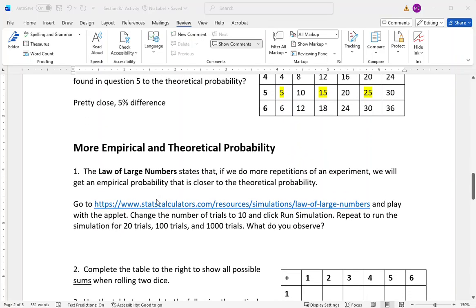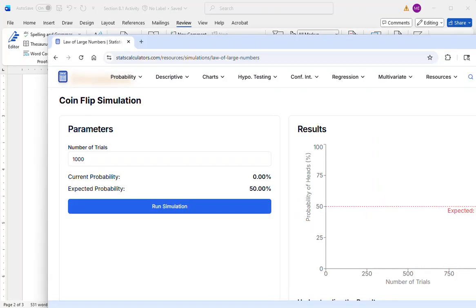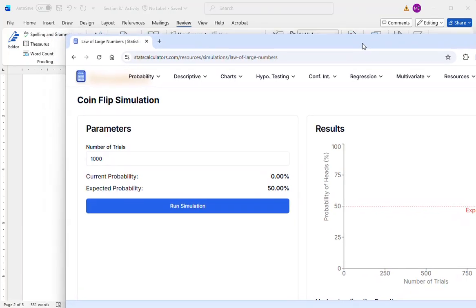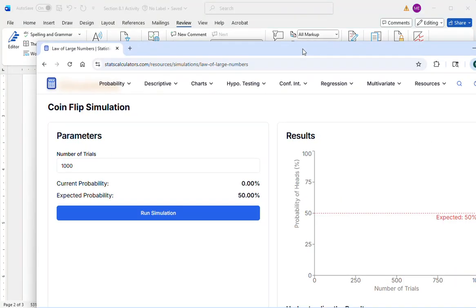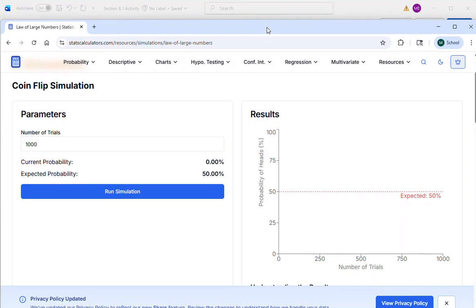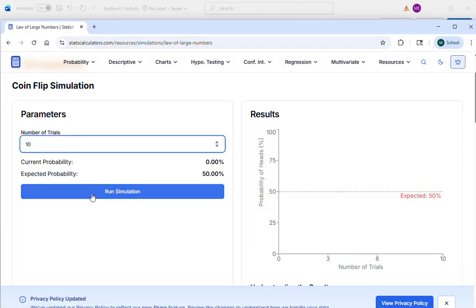So we're going to look at this applet here. I'm going to click on this link, and it will bring up this website that looks like this. And what we want to do with this website is we are going to change the number of trials to 10 and run our first simulation. So if I look at this here, I'm flipping a coin, and my probability of heads is 50%. That's my theoretical probability.